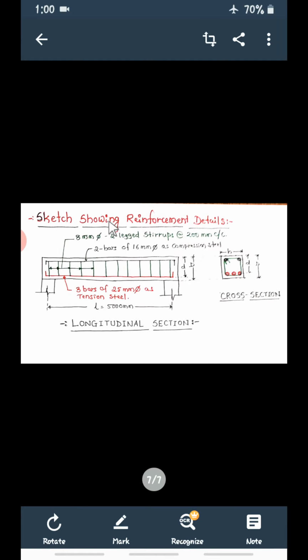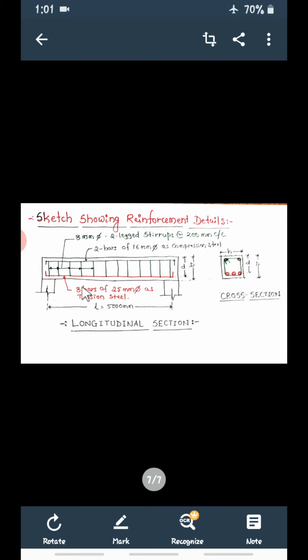Last, you have to show the reinforcement detail. What reinforcement have you provided? Totally, main steel is provided at the bottom, main steel is provided at the top, and stirrups are provided. Now see, this is a longitudinal section. Longitudinal section means lengthwise. This is the simply supported beam, so from the center of the supports, there is an effective span of 5 meters.